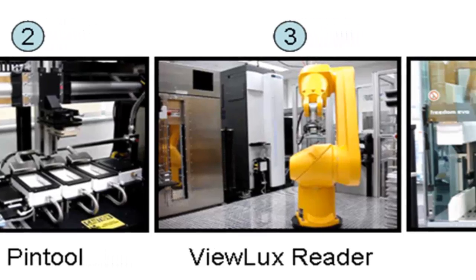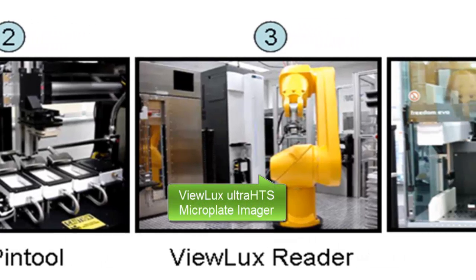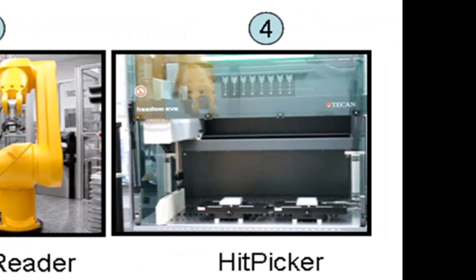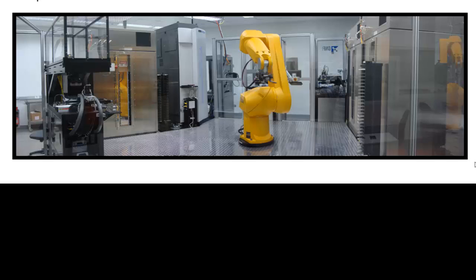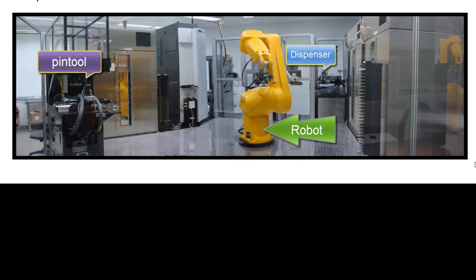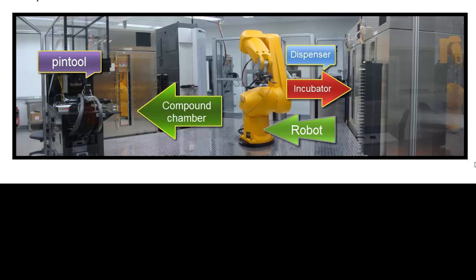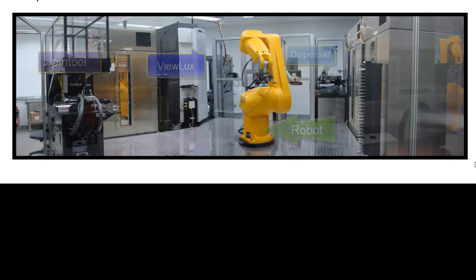Number 3 is a Viewlux in the center, on the left-hand side of the photo, and the robot in the center. Number 4 is in the hit picking room, the TECAN liquid handling station that puts all the hits into one place. The bottom of the slide is a wide-angle photo of the high throughput screening room, and the robot. Near us, there's a pin tool station. On the far end there are 2 dispensers. On the right-hand side, an incubator. On the left-hand side, a compound chamber and the Viewlux plate reader.